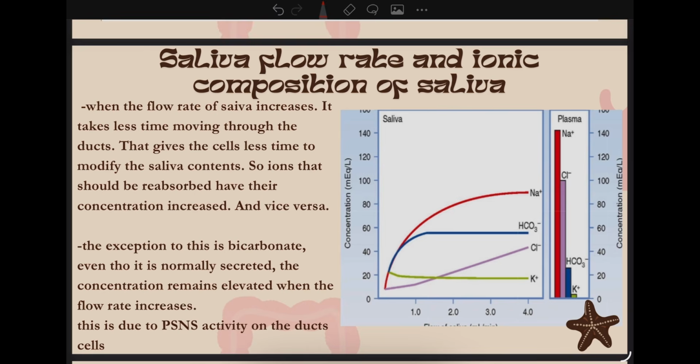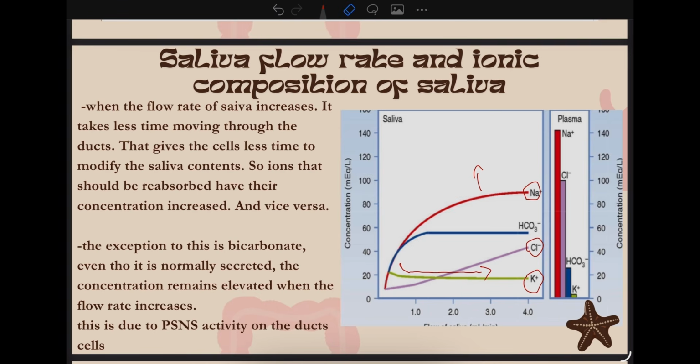And what does that lead to? Sodium will increase by increasing the flow rate. Why? Because it was initially reabsorbed in the ducts. Now the ducts cannot reabsorb it well because it's moving too fast, so the concentration increases. So does chloride. And potassium also makes sense because it was initially secreted. So it will drop because there is no time to secrete it, because the flow rate is increasing.